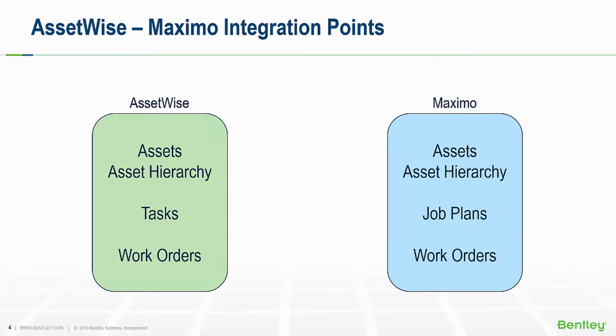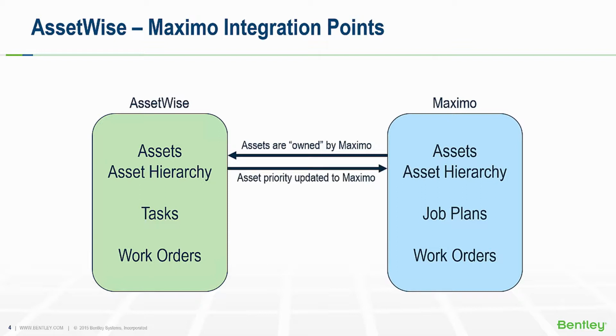Here's a simple approach to the data that is integrated between AssetWise and Maximo. All asset information is owned by Maximo. The assets and asset hierarchy are brought over into AssetWise, and as updates are made in Maximo, those updates are sent to AssetWise. Asset prioritization analyses may be performed in AssetWise, and the result of those analyses sent back to Maximo, updating the asset priority number. Tasks in AssetWise are synchronized to job plans in Maximo. Tasks may actually be created in AssetWise and then sent to Maximo.